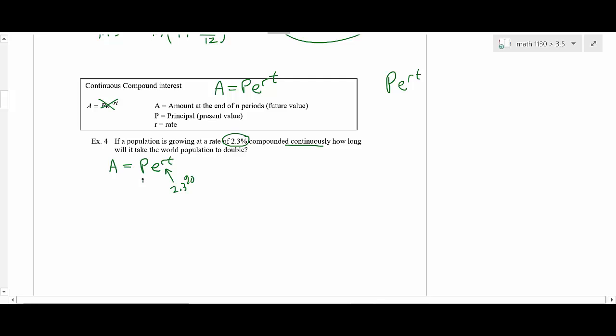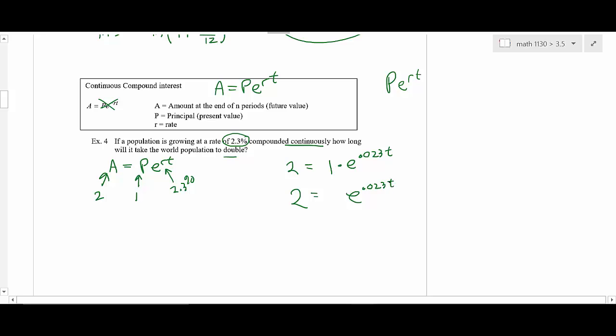Okay, I didn't give you the principal, so we do the same thing. Now this time we're figuring out how long it takes the population to double, so just put a 1 there and put a 2 there. So what you would have is the equation 2 equals 1 times e to the 0.023 times t. Okay, this is a little bit less work than the last problem, so you have 2 equals e to the 0.023t.